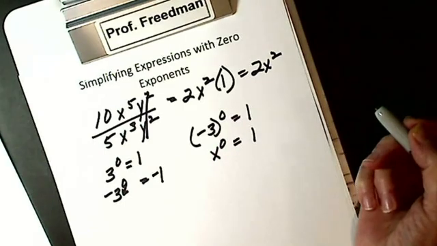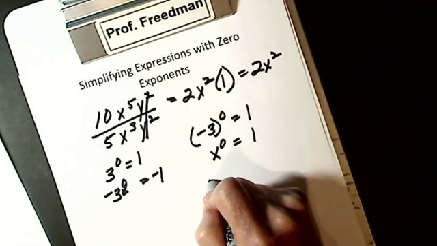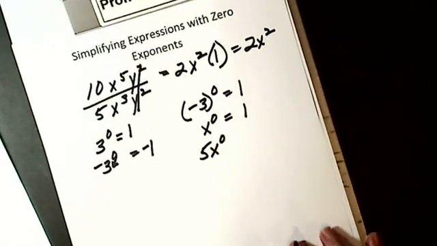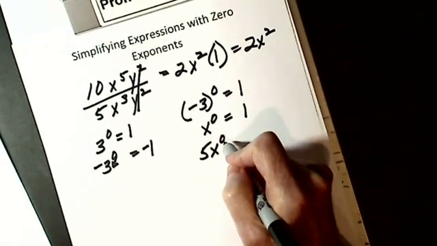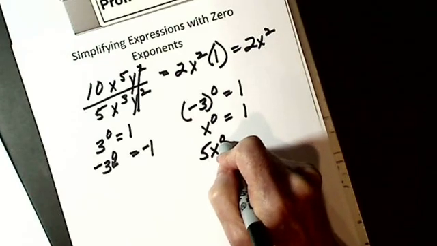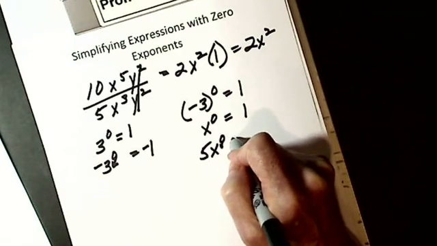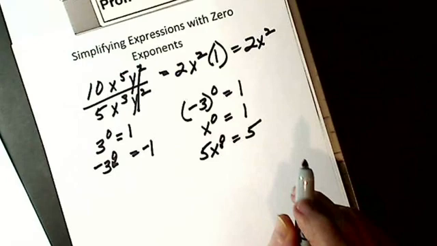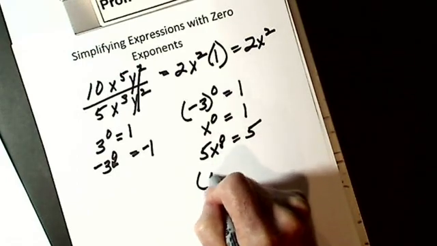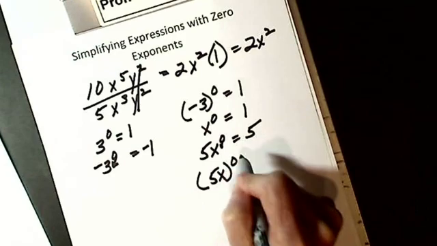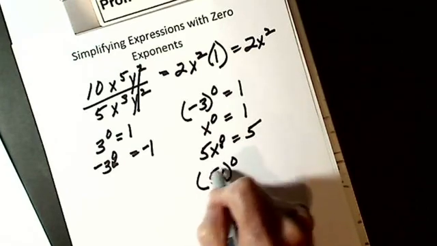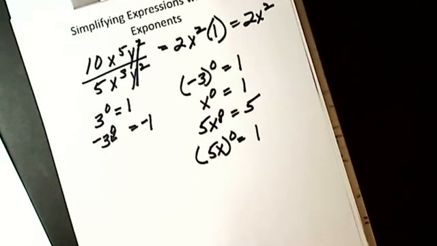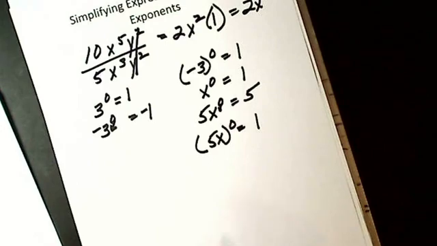Then let's say I have a letter to the 0 power. That's 1. If I have a coefficient in front, 5x to the 0 power, the 0 only refers to the x. So 5 times 1 would be 5. It's different from this, because that means this whole quantity to the 0 power is 1. So it's a little confusing.